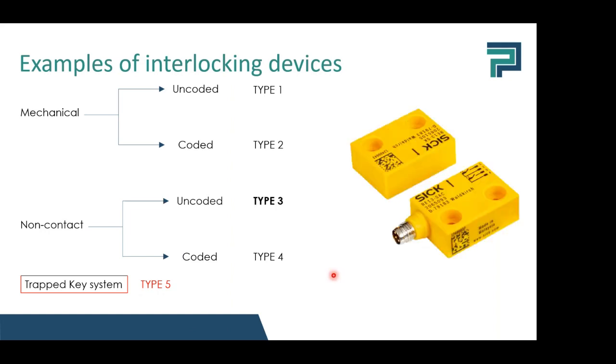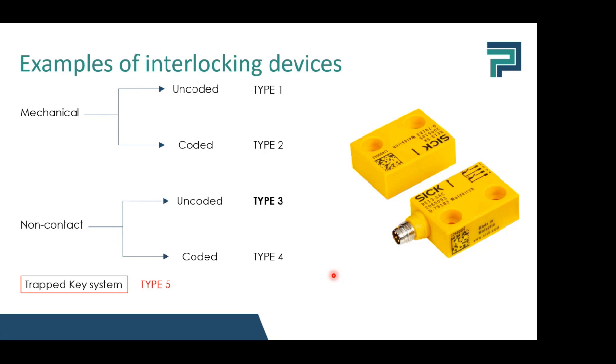For the third type of interlocking devices, a basic example of this is a proximity switch or reed contacts. In the picture, it's a magnetic proximity switch. And this is uncoded.